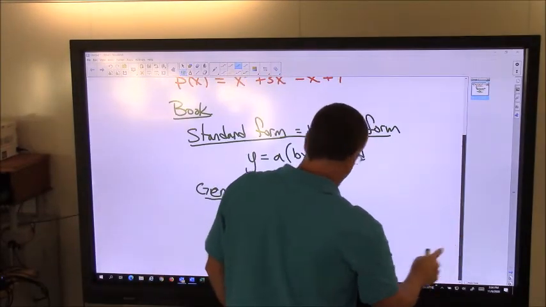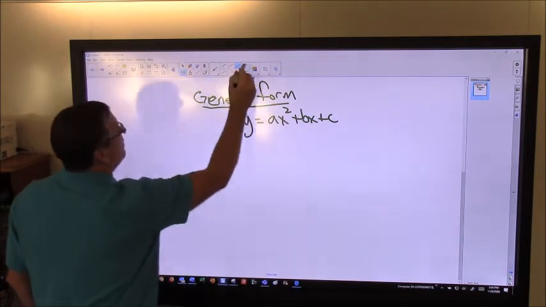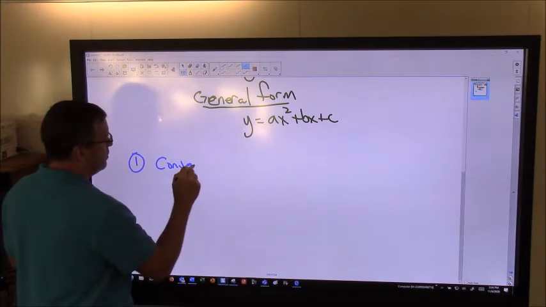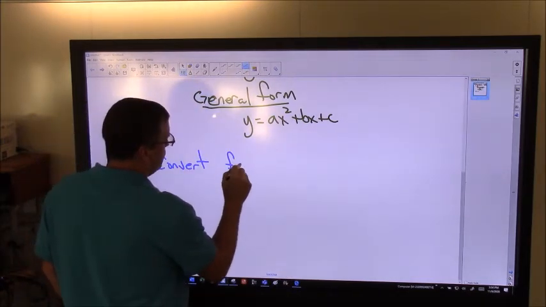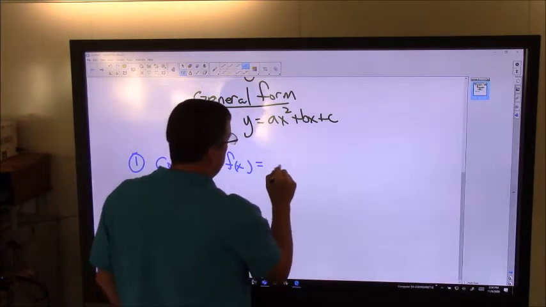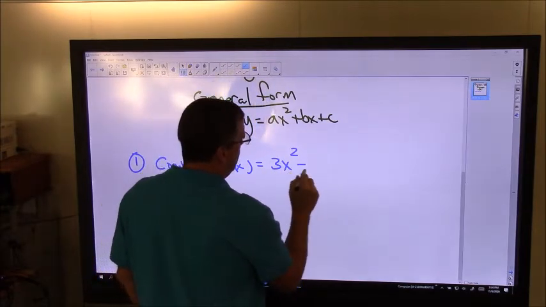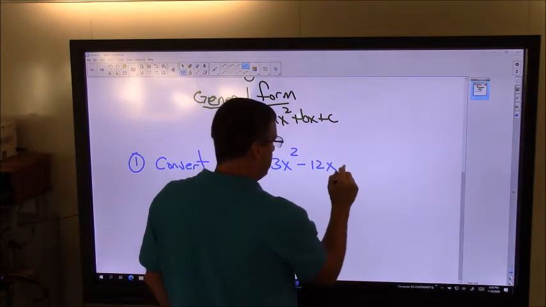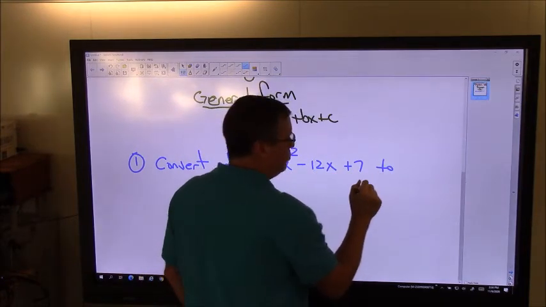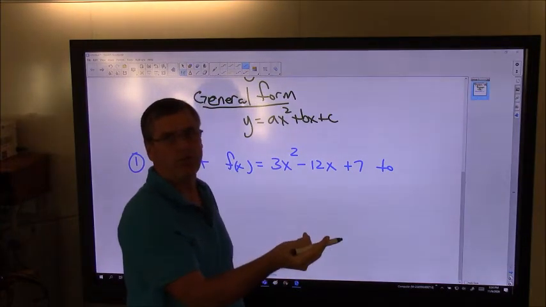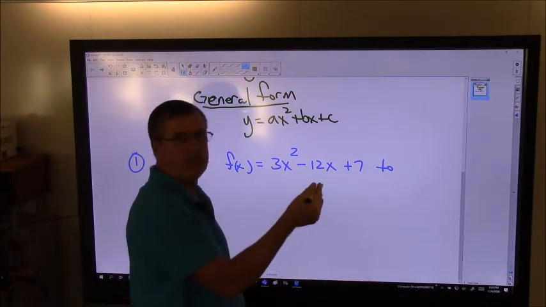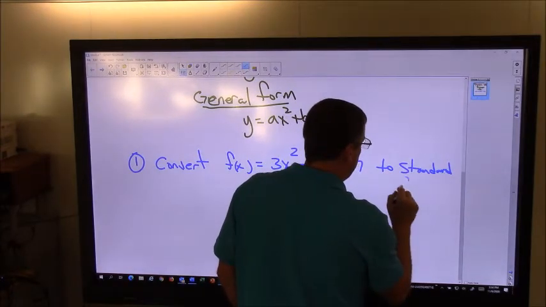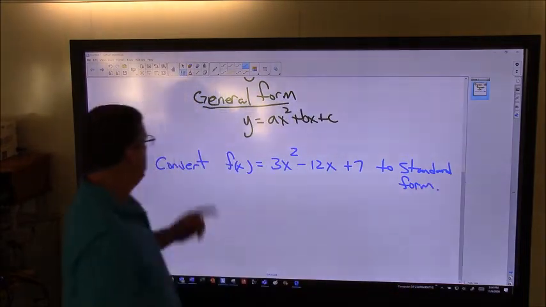So I know we did this a number of times in the last chapter, but let's just make sure we're good. I want you to convert f of x equals 3x squared minus 12x plus 7 to standard form or vertex form. I'll go ahead and write standard because that's what our book's going to do. Okay, you guys go ahead and try that.